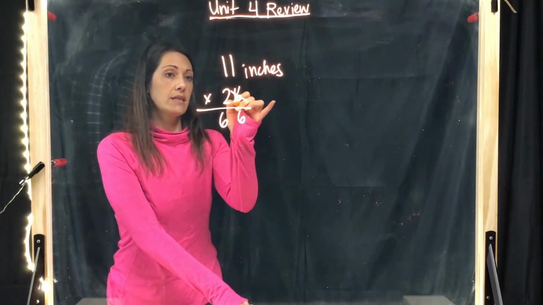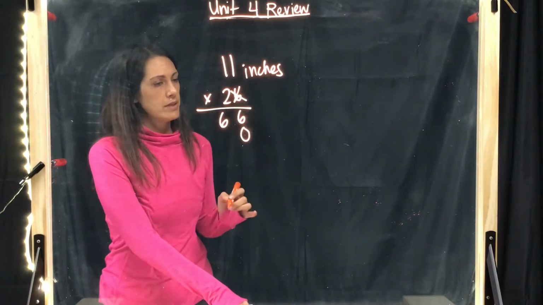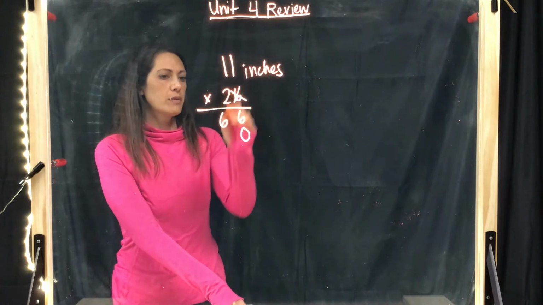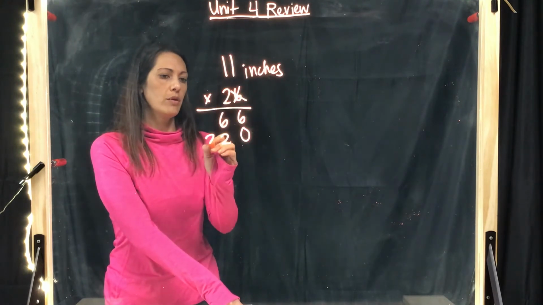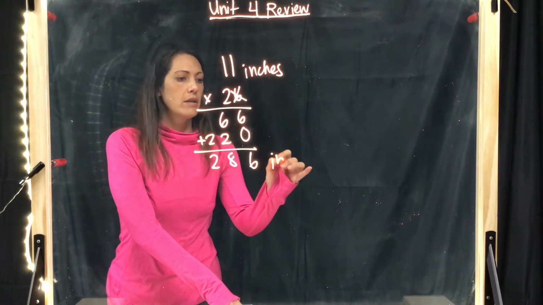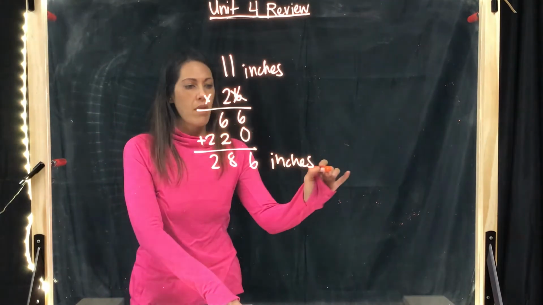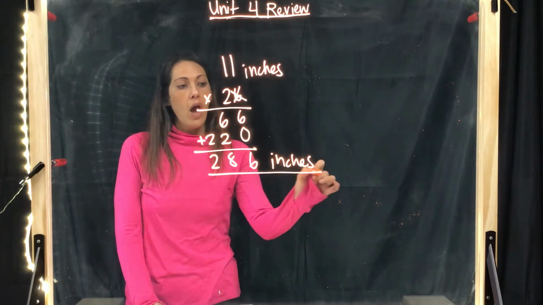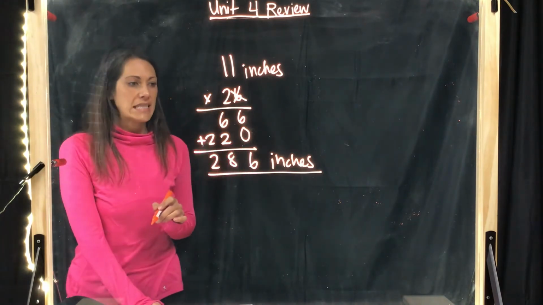Done with that 6. Whenever I write an X, I write an O as a placeholder. X's and O's. 2 times 1 is 2. 2 times 1 is 2. I'm going to add these two together. So it looks like 26 atlas moths would get you a wingspan of 286 inches total.